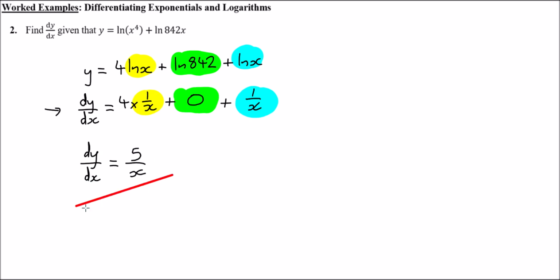Finally, worked example 3. Find dy by dx given that y equals 2 minus 4e to the 2x all over 3e to the power 5x. This can't be solved yet unless we just rearrange and simplify. So what I'm going to do here, I'm going to divide through by this denominator. So y equals, well, 2 divided by 3 is 2/3. And if I'm dividing by e to the 5x, that's the same as e to the minus 5x. Then minus 4 over 3, so minus 4/3.